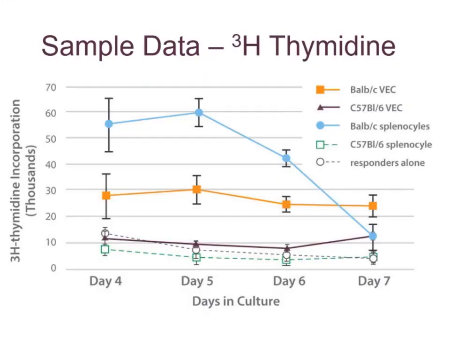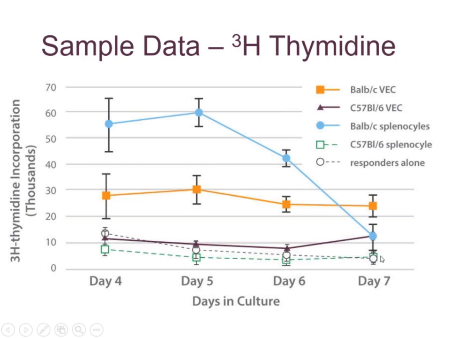This is an example of what that data can look like, in this case using mouse cells in a mixed lymphocyte reaction, which is basically an in vitro measure of graft rejection. So if you mix cells from 2 unrelated individuals, it's like a transplanted organ being rejected. And those T cells are going crazy because of those genetic differences.